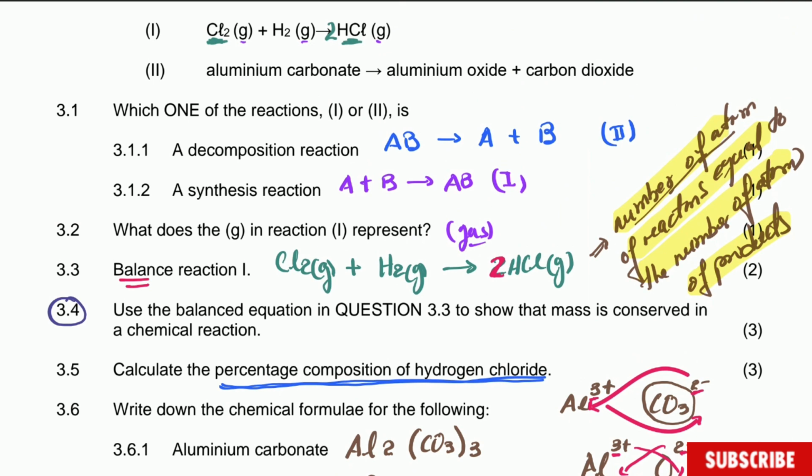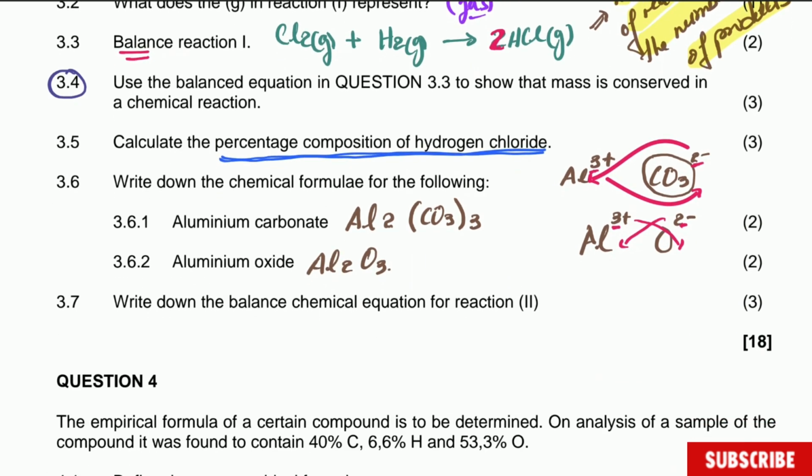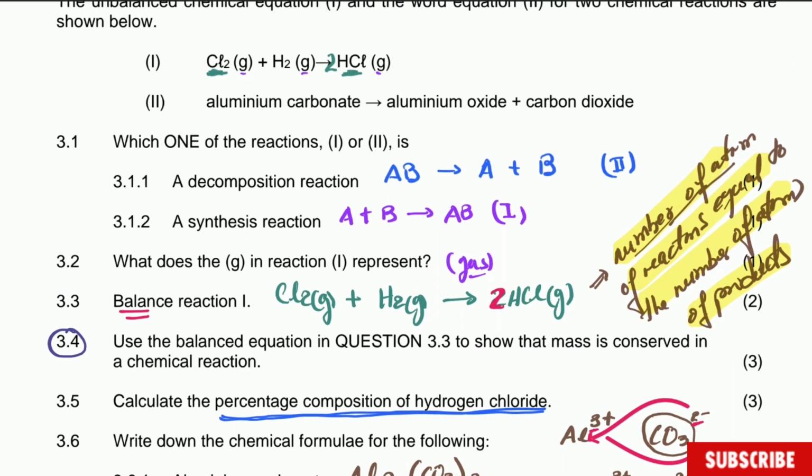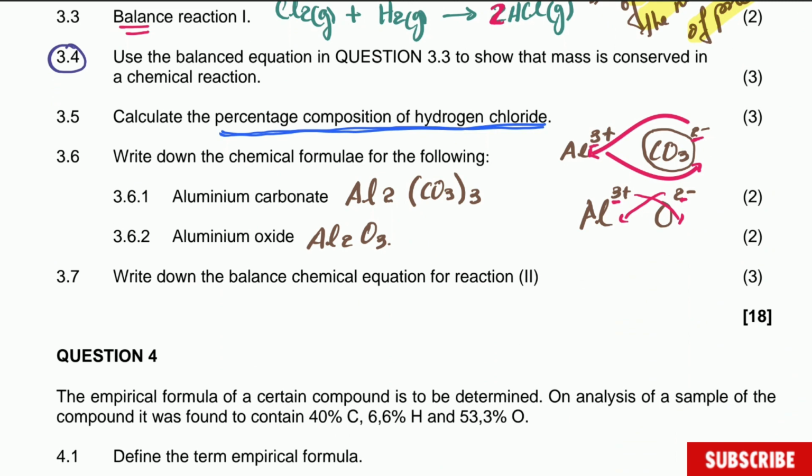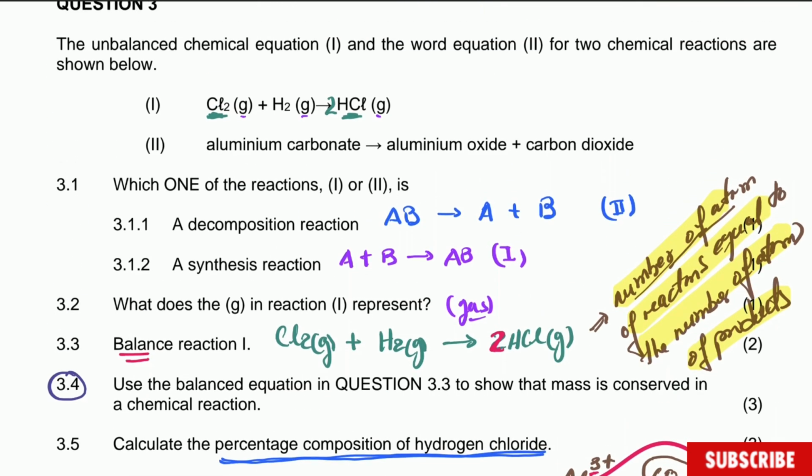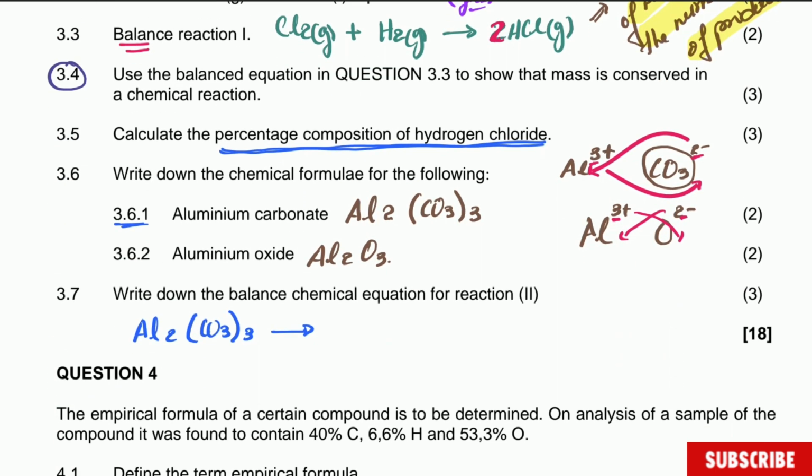Reaction 2 is in words. Aluminium carbonate is giving you aluminium oxide plus carbon dioxide. It's very simple because you already have this one here. So you have that aluminium carbonate, which is the one here in 3.6.1, Al2(CO3)3 is going to decompose into aluminium oxide, which is here.